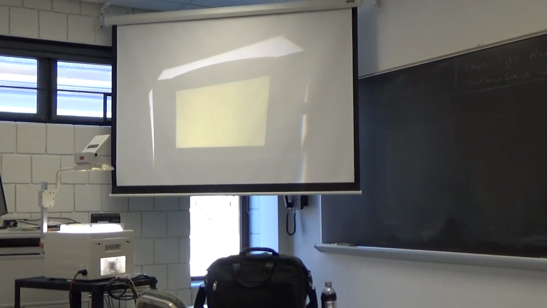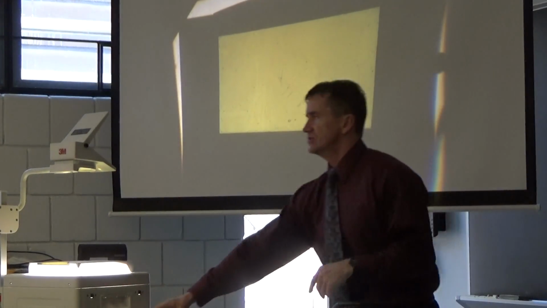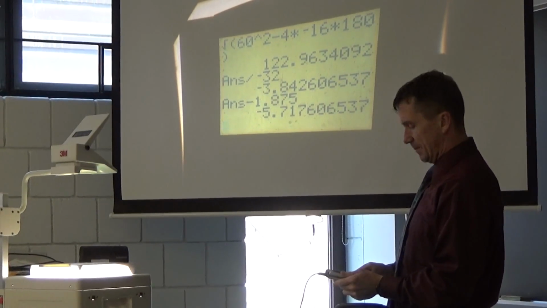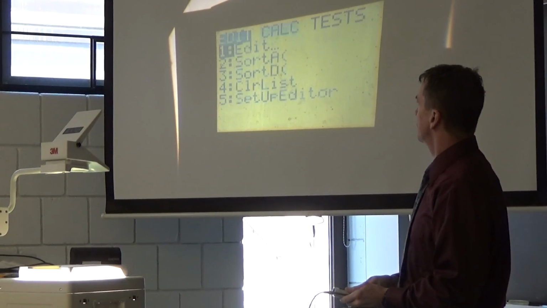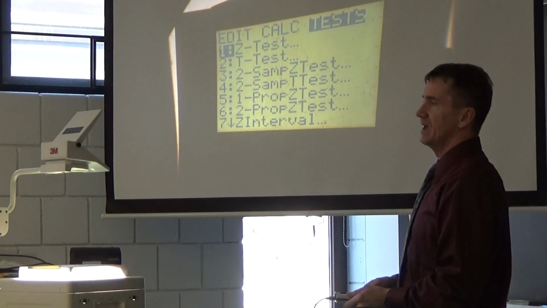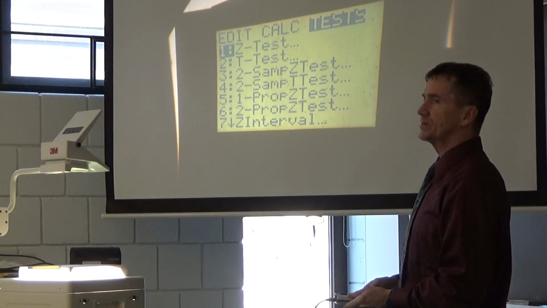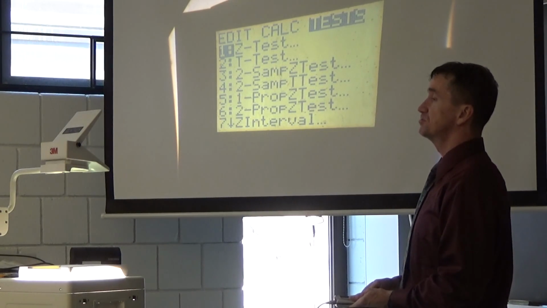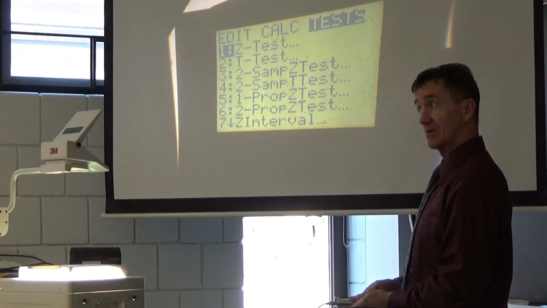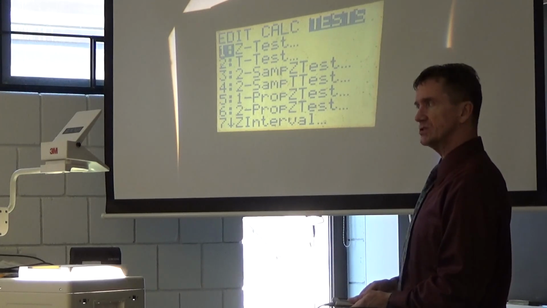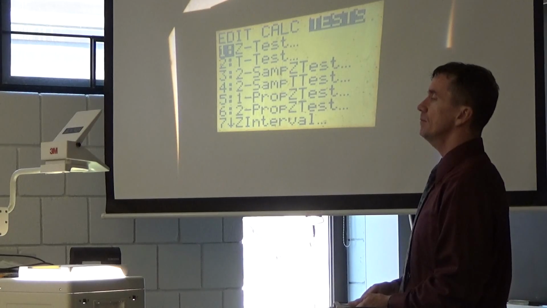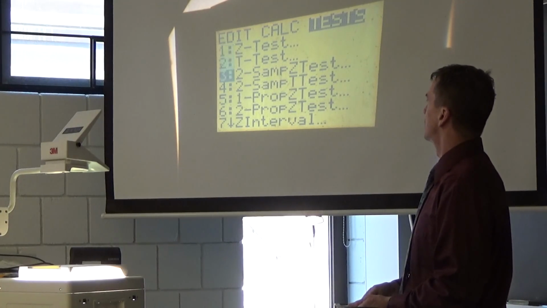Now I'm going to pretend I'm in a testing scenario. This is review day, so I'm going to put myself in a testing scenario. I'm going to stat tests, and I need to know what to look up. So what kind of confidence interval is this? It's proportions, right? It's not two proportions, it's just one proportion. So I'm looking for one prop Z interval.